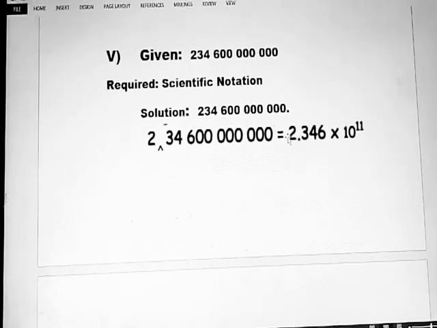And look at this, this represents x. This whole number 2.346 represents a. Look at it, it is between 1 and 10, and 11 represents m, while it belongs to the integers.